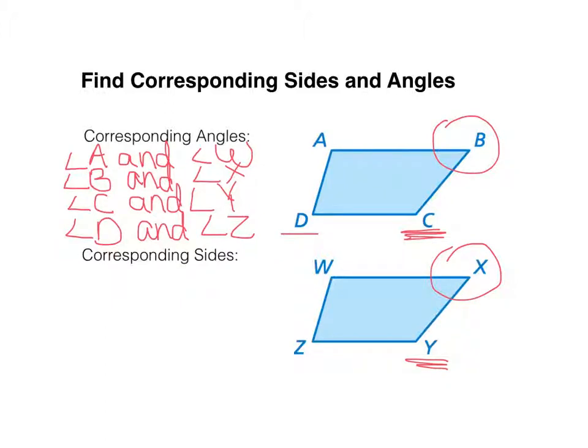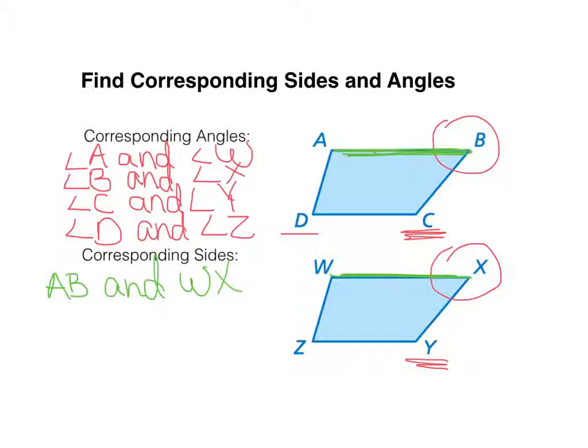Now let's talk about corresponding sides. I write my sides as something like this, AB. I know that that is the side AB. Can you tell me what side corresponds with AB? Hopefully you said WX. Pause the movie and find all of the corresponding sides in these two figures. Then press play to see how you did.